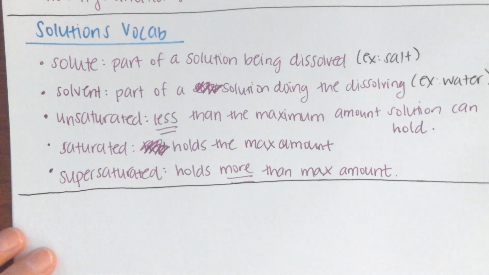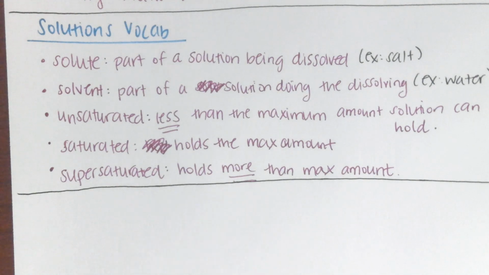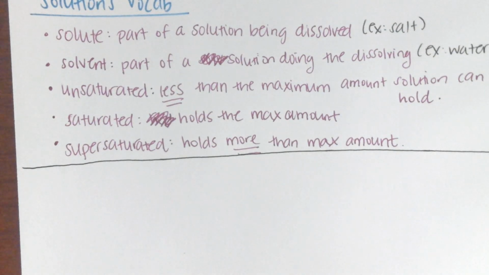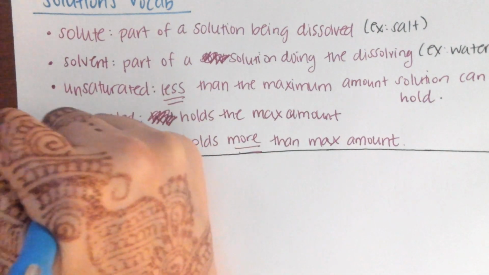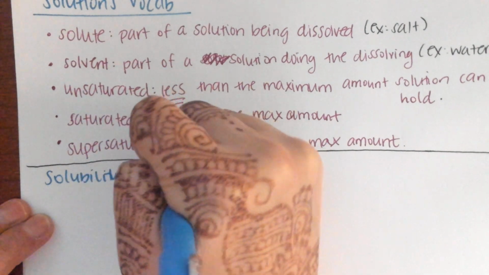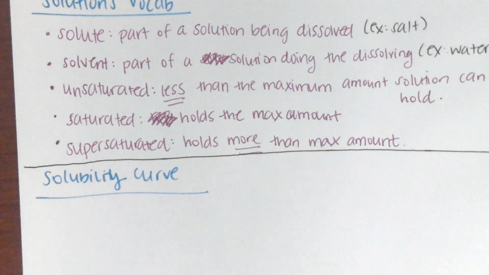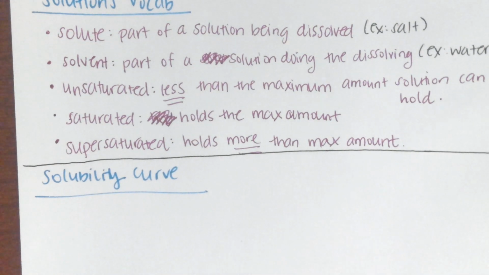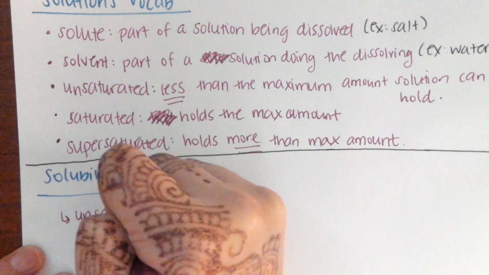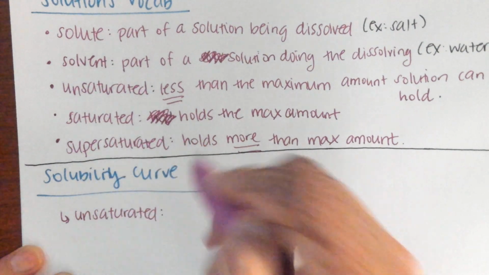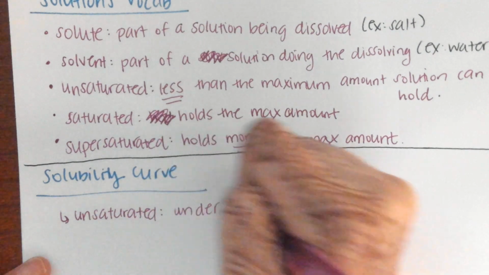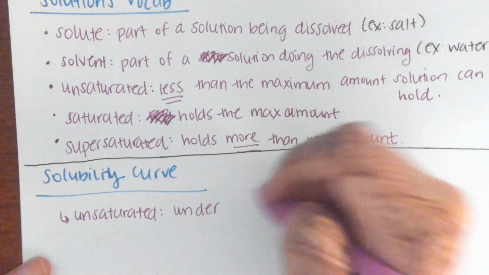All right. Next, solubility curve. So this is where you have to have your graph in front of you. I can't really draw the graph on the paper, so we're just going to use that. And I'm going to give you some sample questions. So let's talk about the unsaturated, saturated, supersaturated again. So when it comes to the graph, how do you know if a solution is unsaturated? Below the line. And I like to say under the line because it's easy to remember. Under, unsaturated.